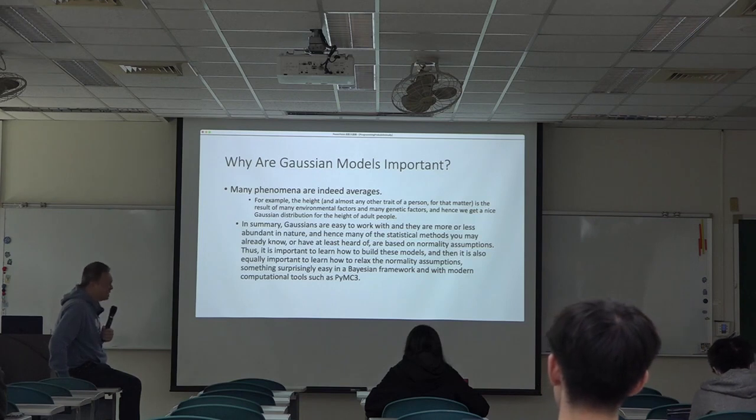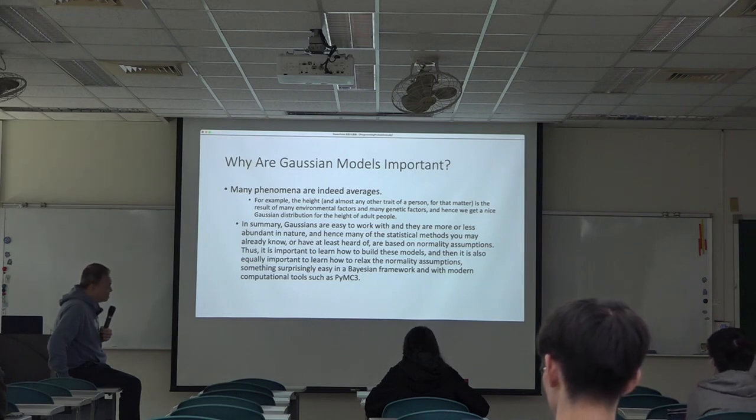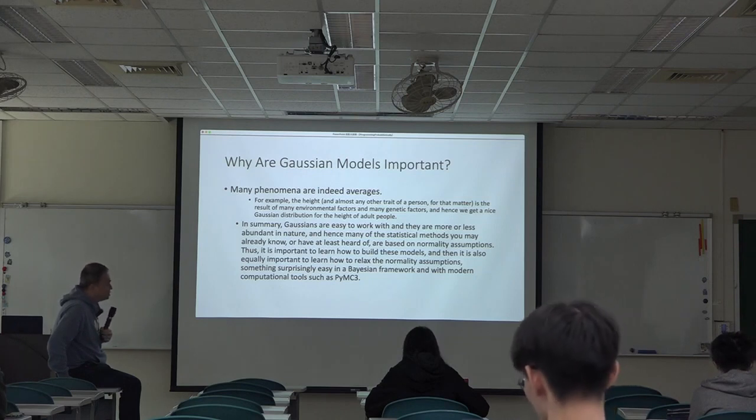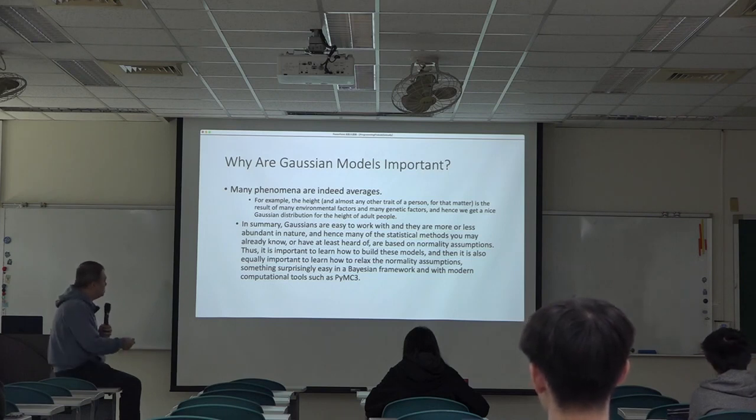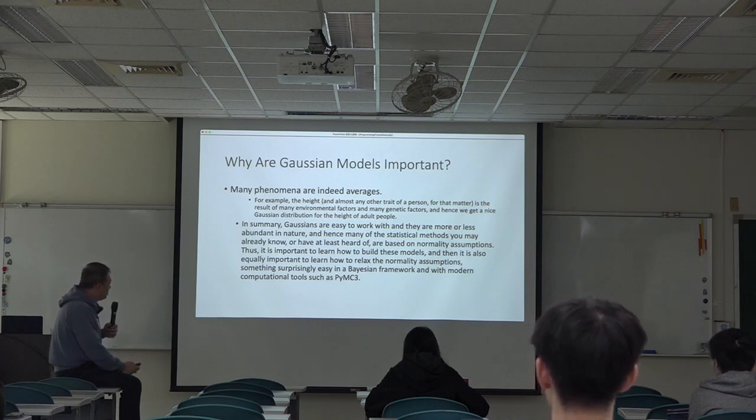Actually, if you look at any observation, which is affected by many factors, as long as you collect a large enough data set, normally it looks like a Gaussian. So in summary, Gaussians are easy to work with, and they are more or less abundant in nature. Hence many of the statistical methods that we already know or have at least heard of are based on the normality assumption.